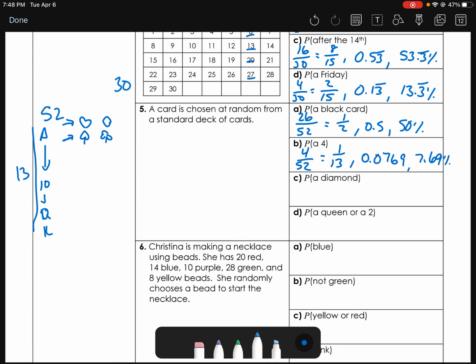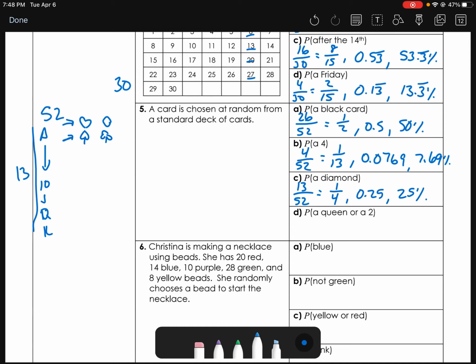The probability of getting a diamond. Well, that's one of my suits. Each suit has 13 cards. So that's going to be 13 out of my 52. I could take a 13 out from the top and bottom. That would give me 1/4. 1 divided by 4, 0.25, or my 25%.